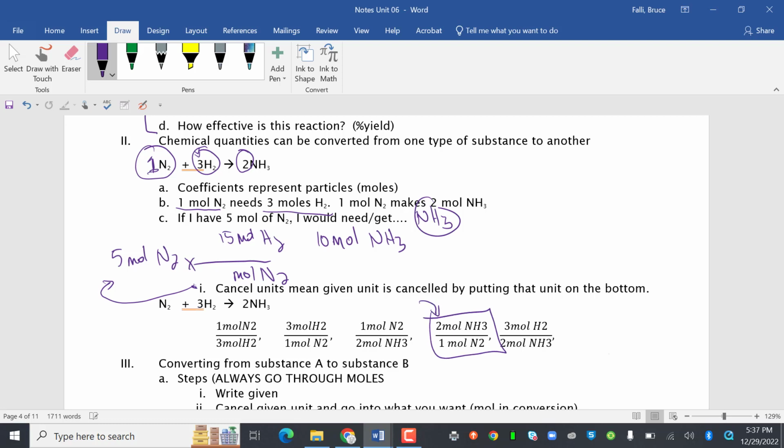I'm going to erase this stuff so it doesn't get too in the way. This is going to be 2 moles of NH3 from my coefficients equals 1 mole of N2. And that's how I would get 10 moles of NH3. So nice, quick, and simple.